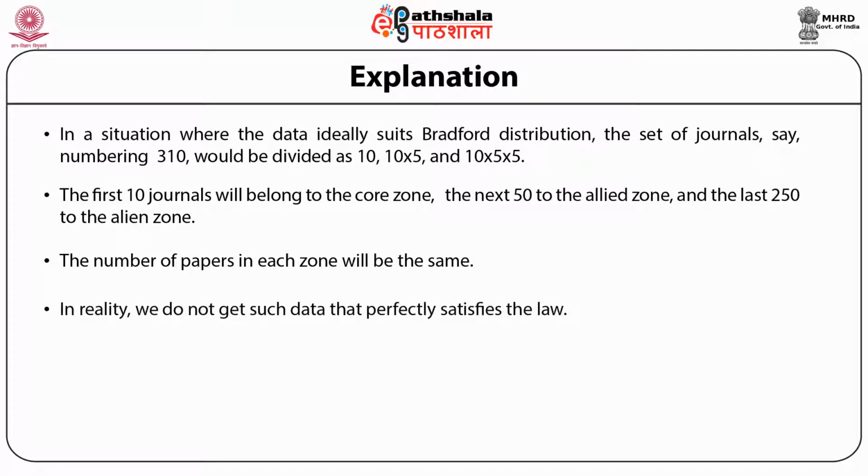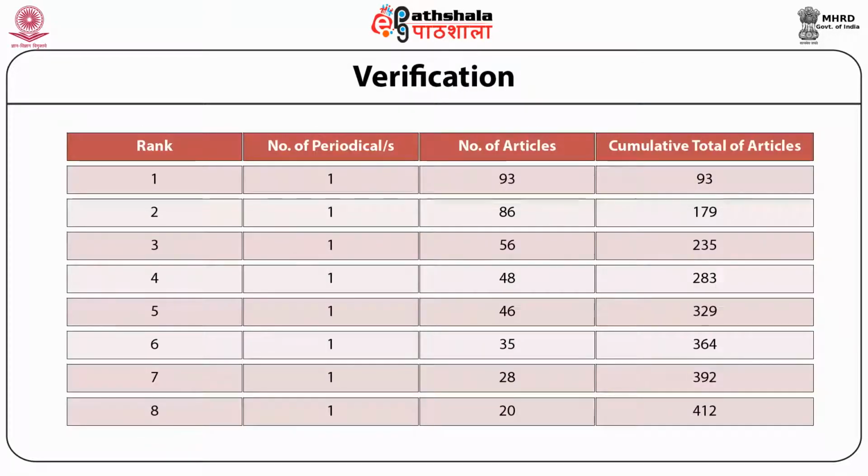In reality, we do not get such data that perfectly satisfies the law. In most cases, the data satisfies the law roughly. This slide is a table which shows the productivity-wise distribution of periodicals. It has 4 columns. The first column is rank, the second column is number of periodicals, the third column is number of articles, and the fourth column is the cumulative total of articles.